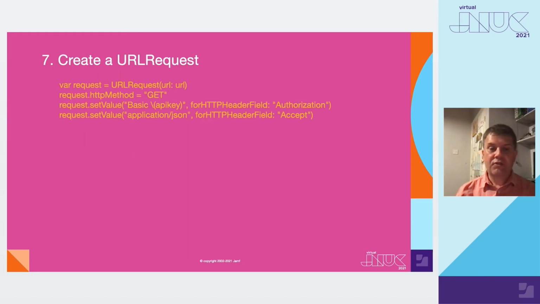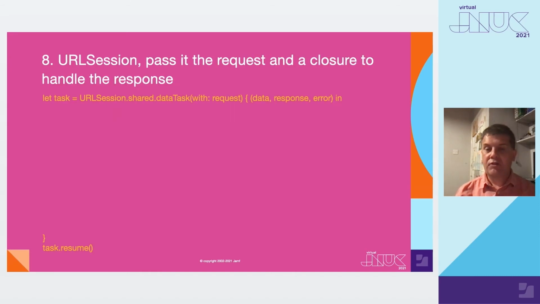Then our session is as before, and our request is as before. We're going to create a request with the URL we created. We can set the HTTP method to get. We can set the authorization header to our basic base64, and we're going to specify JSON as the data type that we want returned from Jamf. We then create our session. We pass in the closure. At the end, we're going to resume it, which is going to start that particular session.